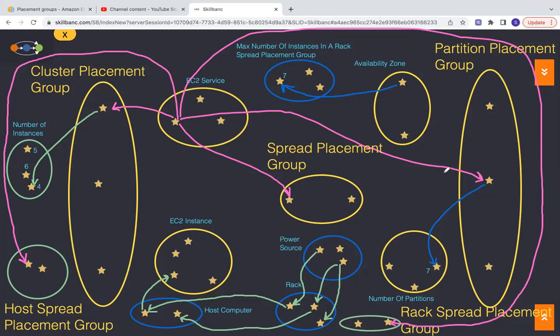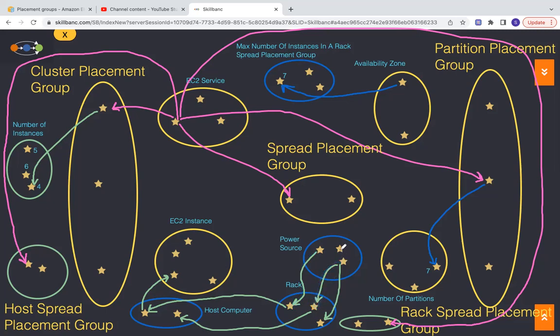They don't share. You can put a maximum of 7 partitions, and then you can put your instances in each partition. And these partitions basically will not share. This is the number of partitions. Each partition will not share the same power source and rack. Suppose I have this one, it's in one partition. This one will be in another partition.